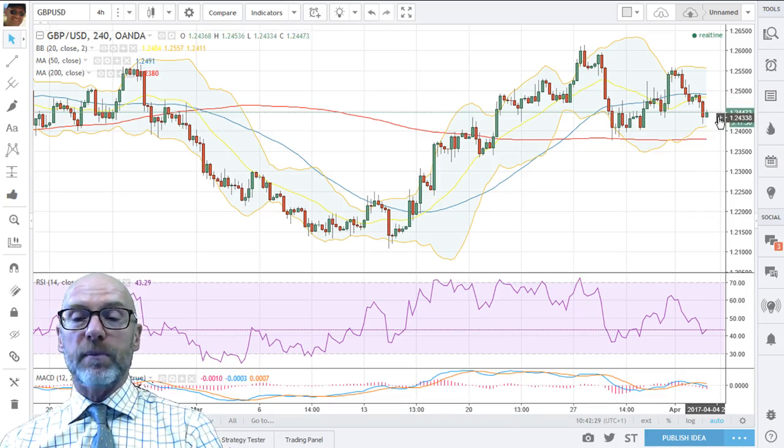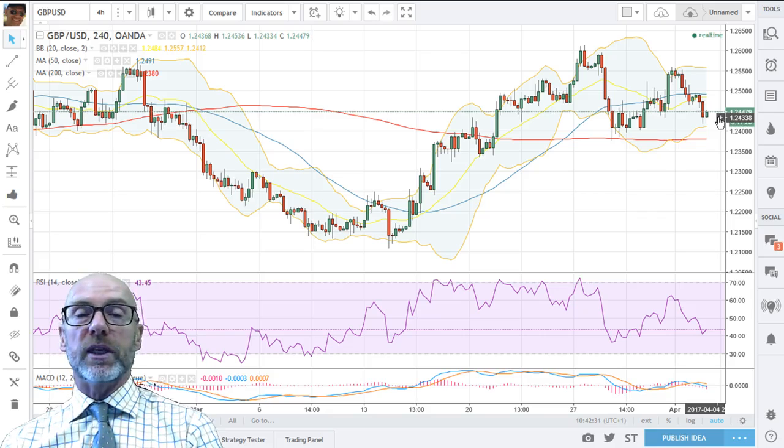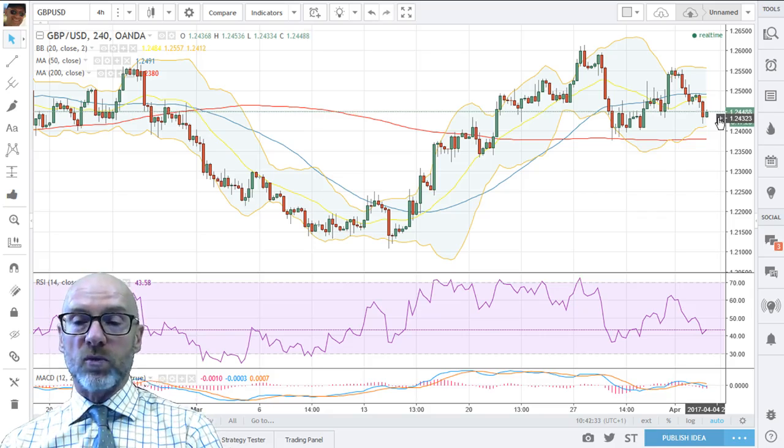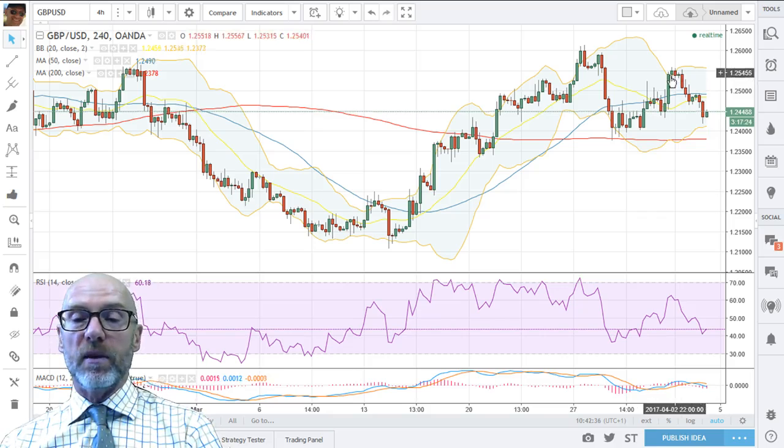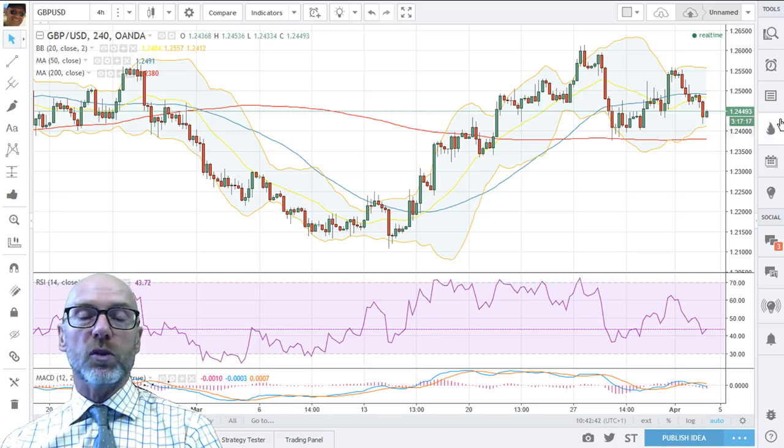For this slight bearish picture to collapse, we would need a quick rally back above the moving averages and back above these highs that we saw on the 31st of March, which is 125.50. So really, at the moment, short term on the 4-hourly chart, we're looking for further downside.